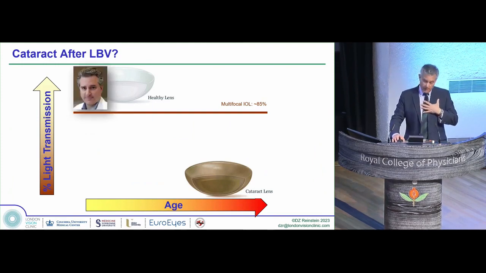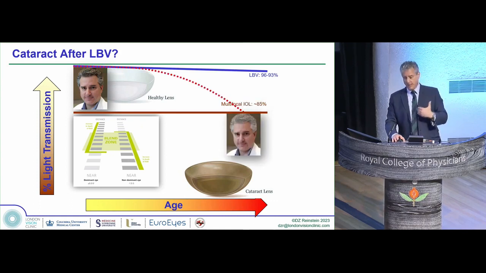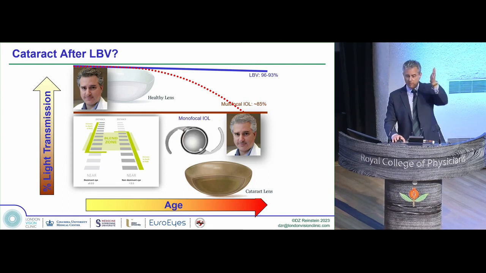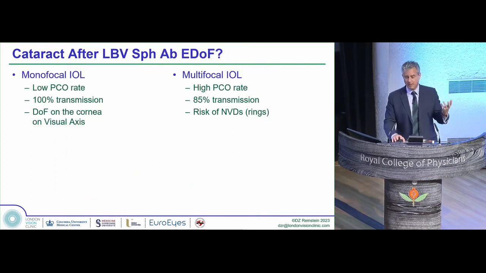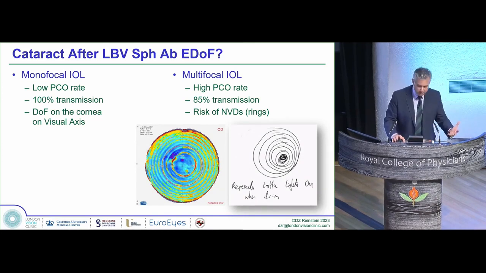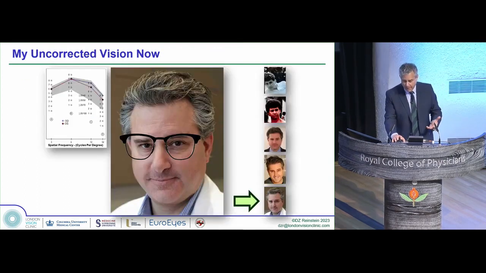Well, I may well get a cataract, I hope I don't, but if I do, then I'm going to have a monofocal IOL, because my depth of field is already in my cornea on my visual axis, and boom, I will have full transmission, and I'm returned to my blended vision state. And we know that monofocals have lower PCO rate, 100% transmission. The depth of field is on the cornea already, so I don't have to worry about dislocation or lack of centration of the IOL in the eye.